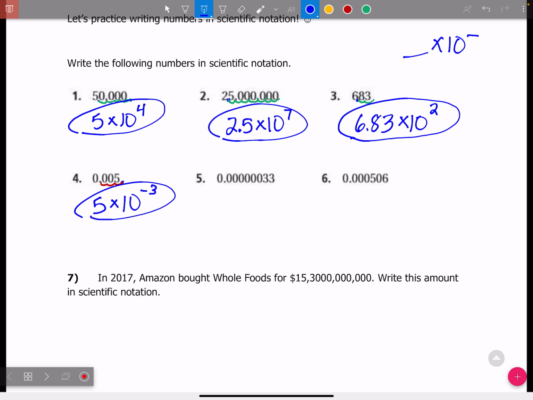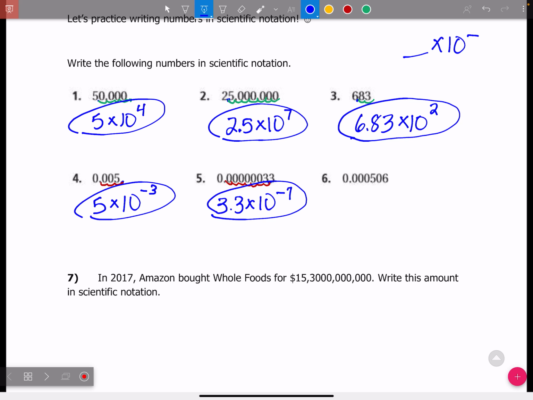Next example, decimal is going to go after the first 3, so in between the two 3's. So here we have 3.3 times 10 to some power. Let's count how many places to figure that out. 1, 2, 3, 4, 5, 6, 7 places. It is a small number, so we know our exponent has to be negative. 3.3 times 10 to the negative 7th is that number written in scientific notation.